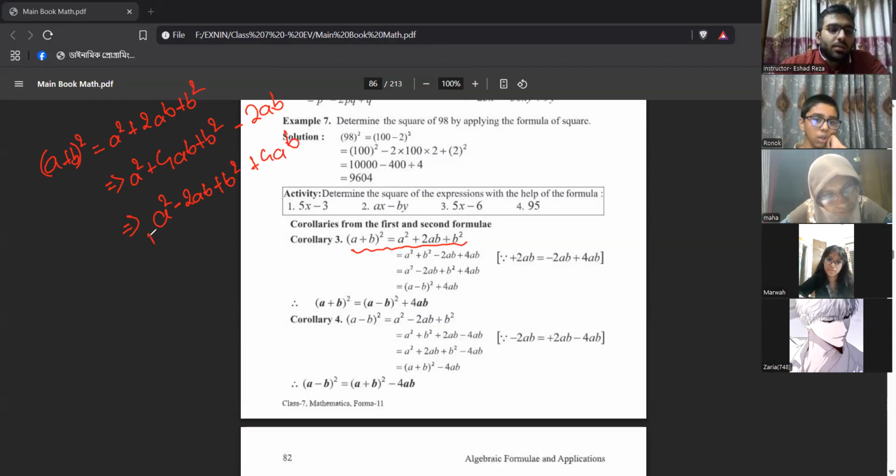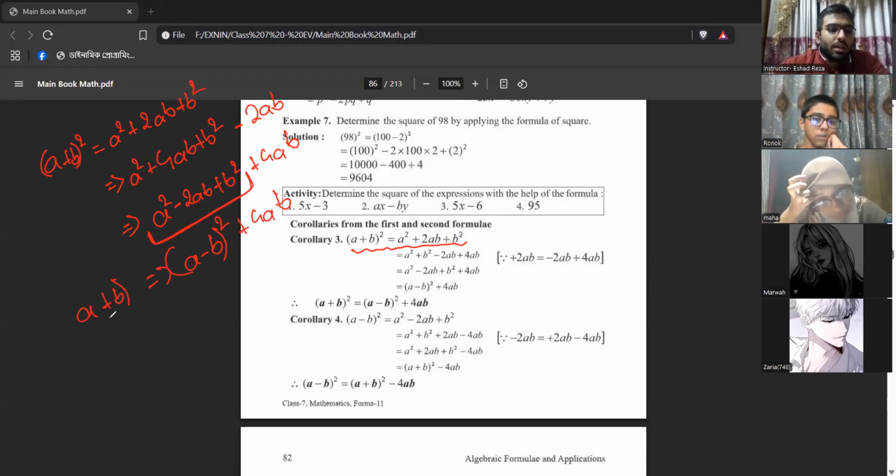So now look at this form. I mean, not a formula, look at this expression. This is equal to (a minus b) whole square. So now this is actually another corollary, that (a plus b) whole square is equal to (a minus b) whole square plus 4ab.